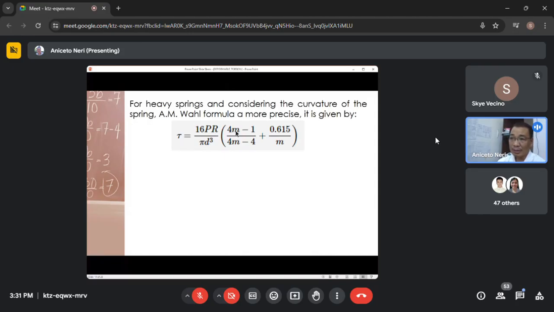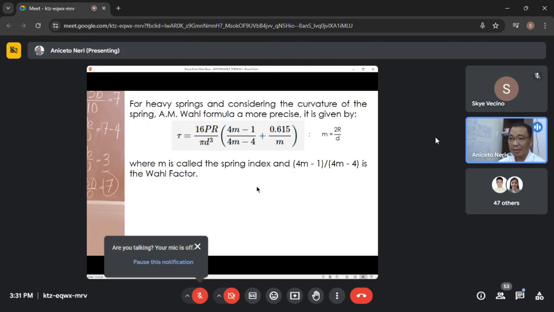So ang bago lang diri is m. Unsa man ang m? 2r over d. Dali ra. Given man na mean radius, diameter sa wire. So wala problema pagkuha sa m. M is called the spring index, and the ratio 4m minus 1 over 4m minus 4 is called the Wahl factor. So again, kung specify, kini gamiton pag dili katong isa.